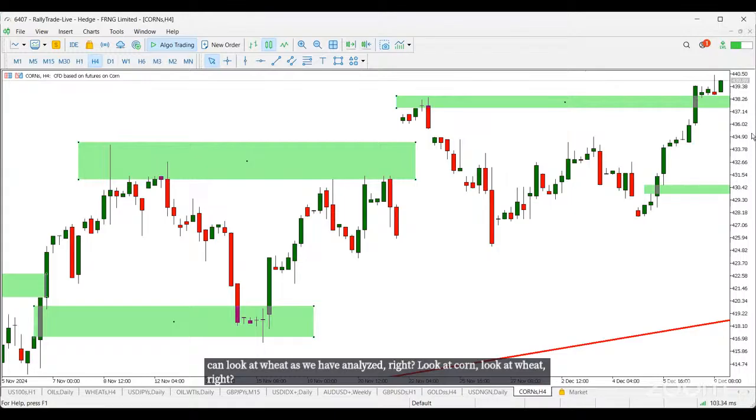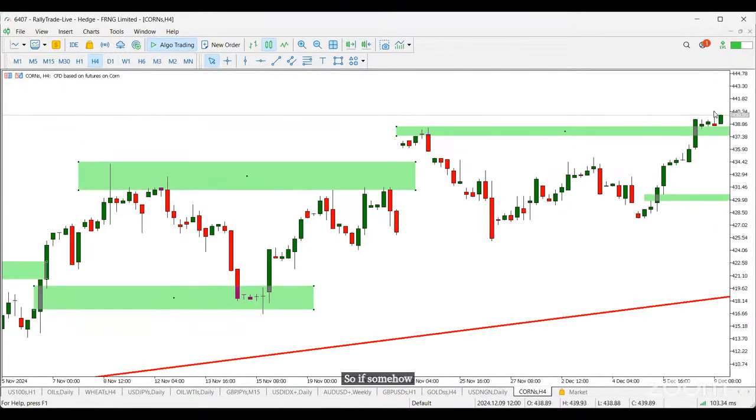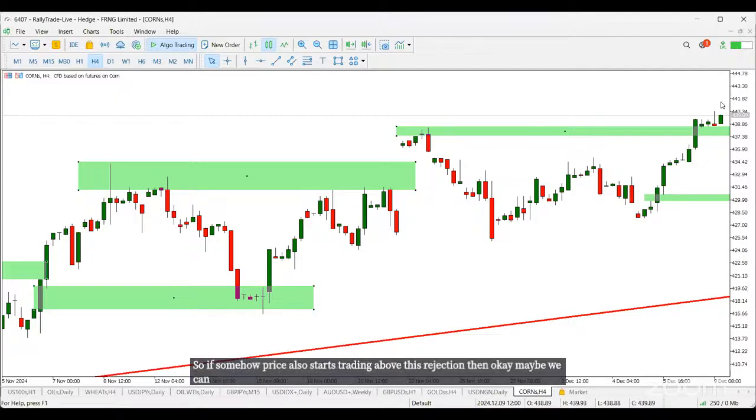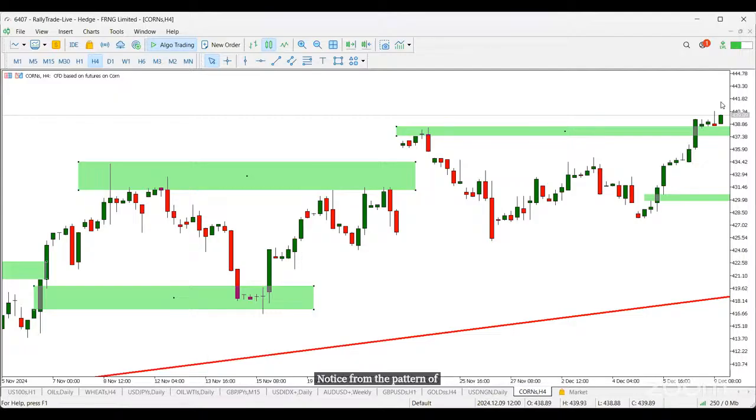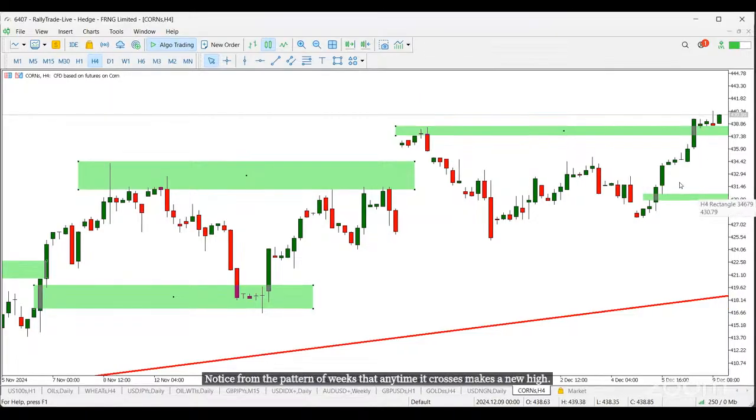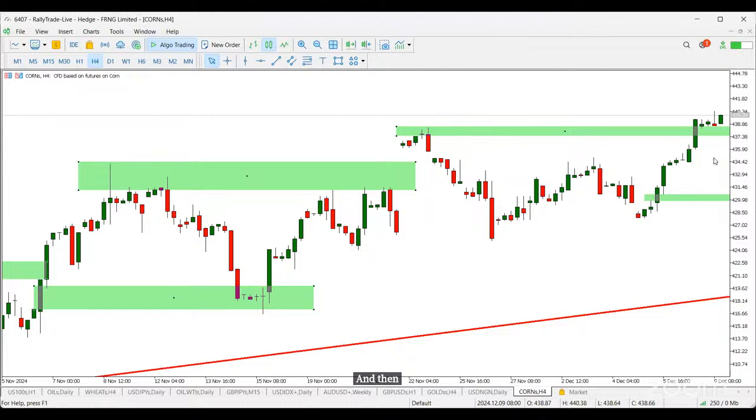If somehow price also starts trading above this rejection, then maybe we can look for a buy. But notice from the pattern of corn and wheat that anytime it crosses and makes a new high, it tends to retrace. And the last candle closed as an inverted hammer.